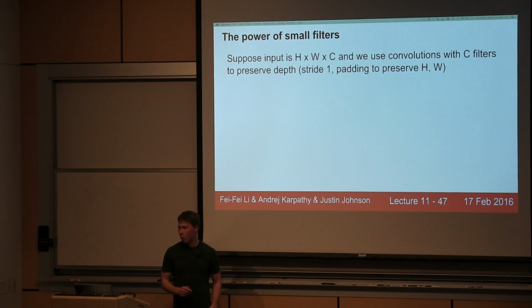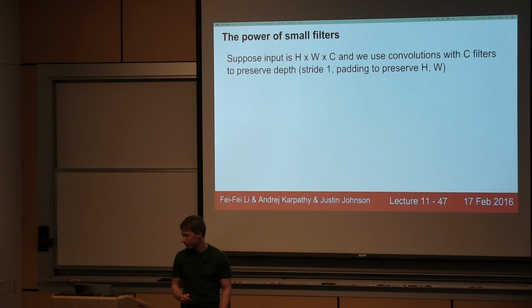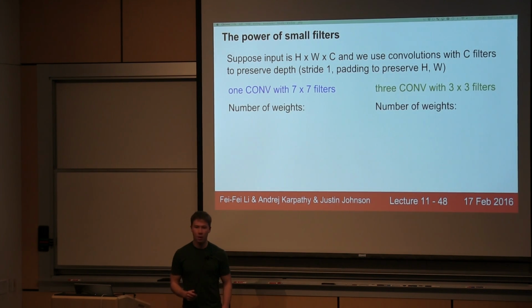Now we can dig further into this idea and compare more concretely between a single 7x7 convolution versus a stack of three 3x3 convolutions. Let's suppose we have an input image that's H by W by C, and we want convolutions that preserve the depth, so we have C filters, and preserve height and width, so we just set padding appropriately. Then we want to compare concretely the difference between a single 7x7 versus a stack of 3x3.